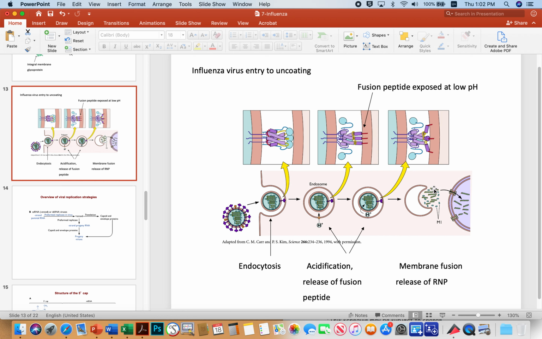So all the RNA and nuclear export proteins and polymerases and so forth are spilled into the cytoplasm. And as you see here, the RNA fragments can then move into nuclear pores, and then those RNA fragments can be transcribed into plus RNA, and then the plus RNA can move back out and be translated into protein.